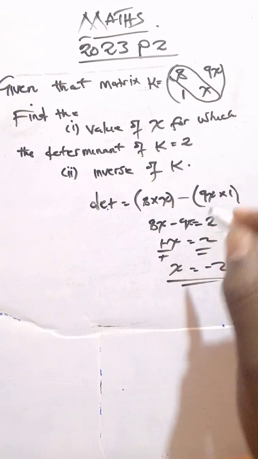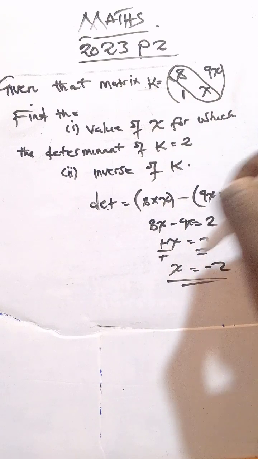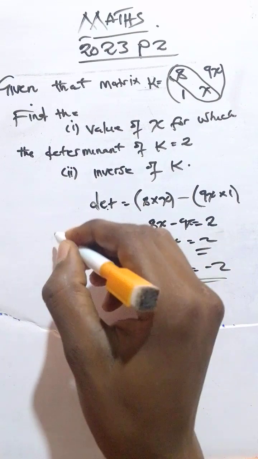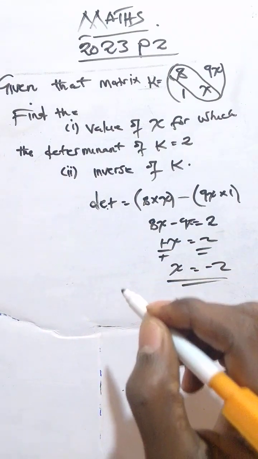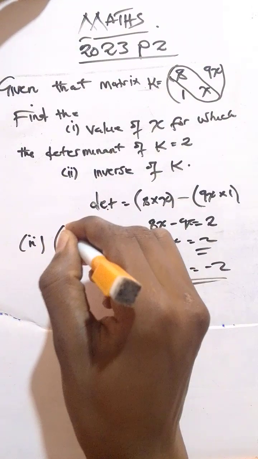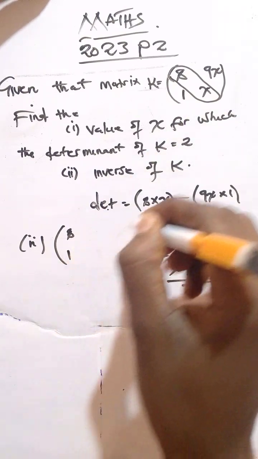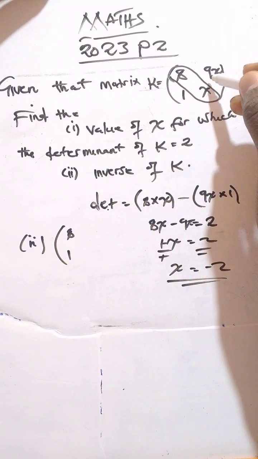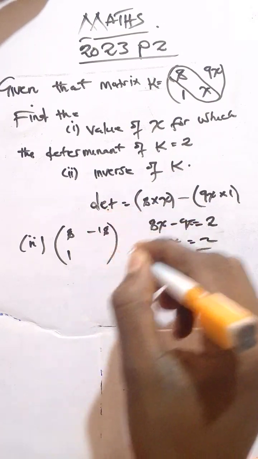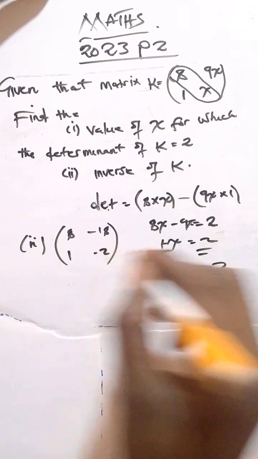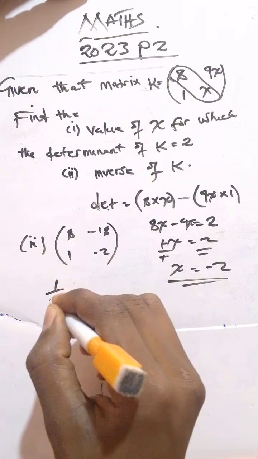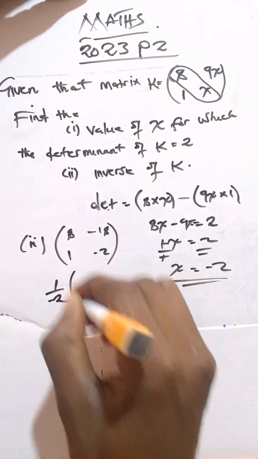Then inverse. So for us to find the inverse, first we need to replace this x value in the matrix. So it will now be, we have 8, then we have 1. So here we have 9, then we multiply by negative 2, we're going to get negative 18. Then we're going to put 2. That's the first step. Then inverse, 1 over negative 2.